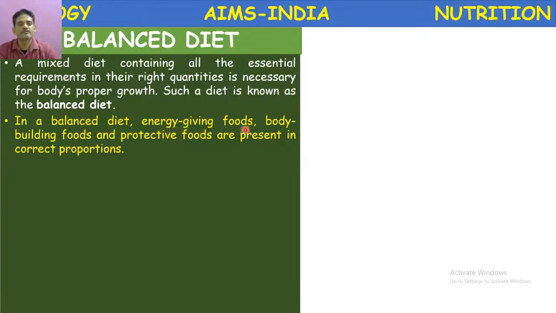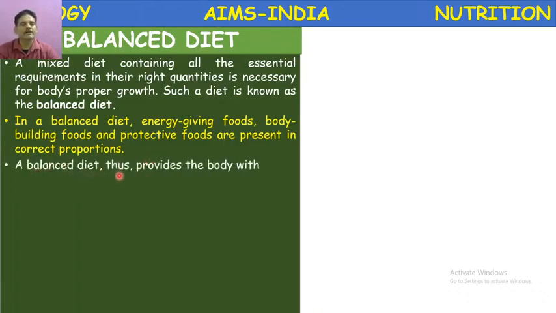Energy-giving foods. What are energy-giving foods? Carbohydrates and fats. And bodybuilding foods. What are bodybuilding foods? Proteins. And protective foods. What are protective foods? Vitamins and minerals are present in right or correct proportions. How much is required? That much is present. Then it is called a balanced diet.